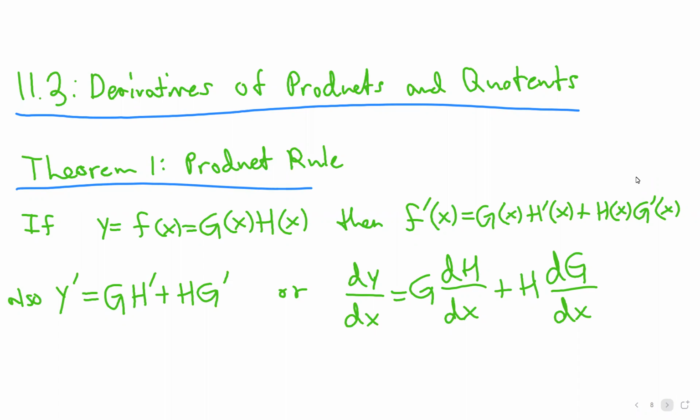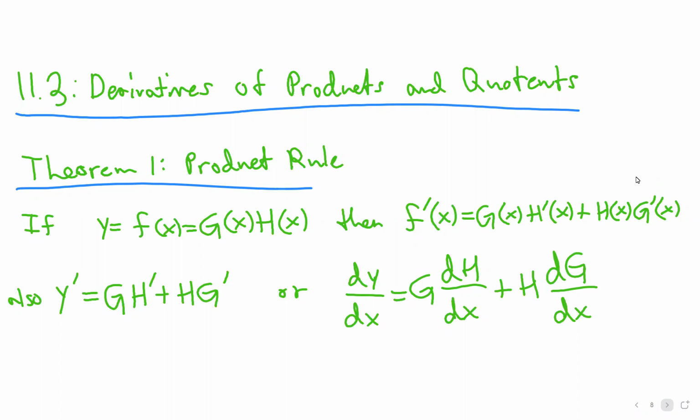Could also be just like a constant times the function as well, and then you apply it, and you'll come up with some simplifications in those cases. But this is a general rule that works for two functions being multiplied together, and we'll see how this works here in a second. But for the first one, we have theorem 1, the product rule.